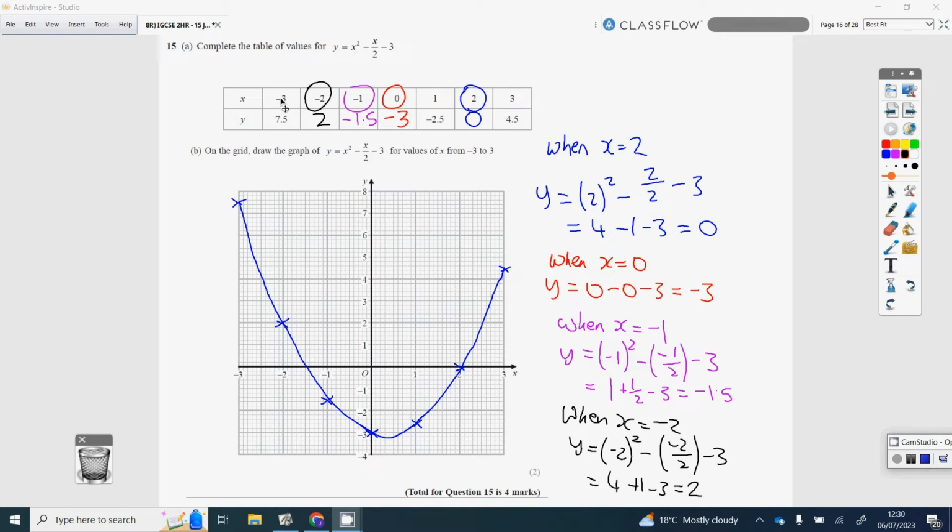So I've plotted minus 3, 7.5. So minus 3 along the corridor, up the stairs, and so on. So I've plotted the 1, 2, 3, 4, 5, 6, 7 coordinates here, and then a nice gentle curvy line done in pencil, please.